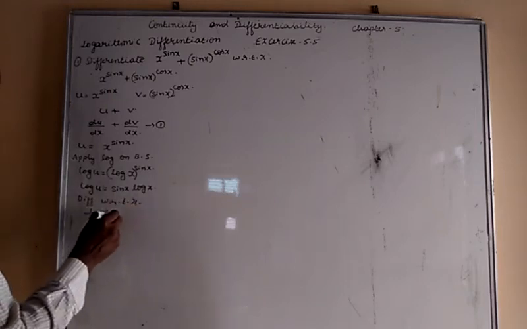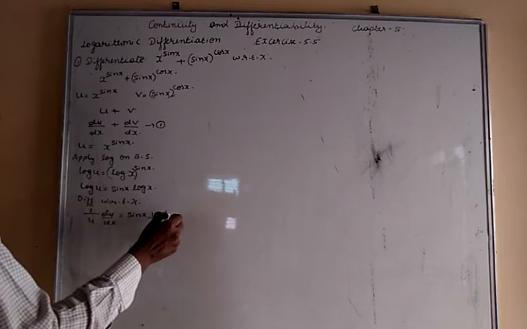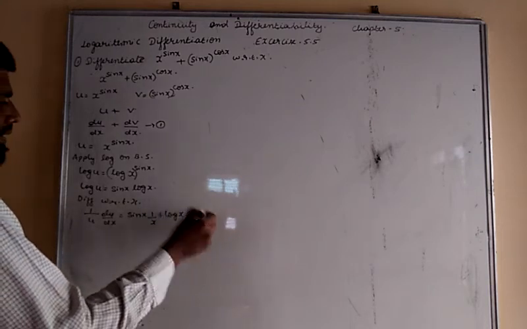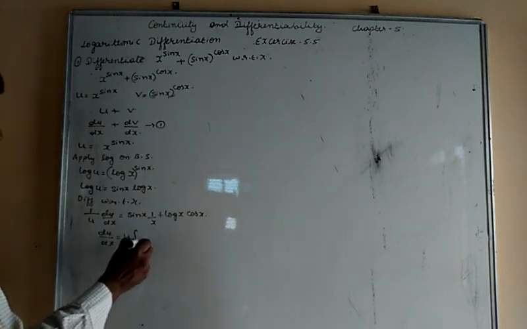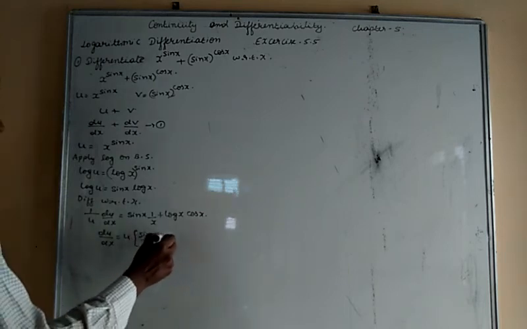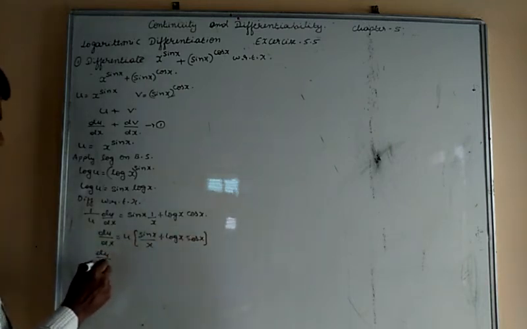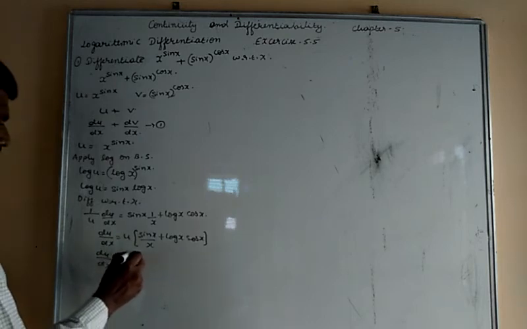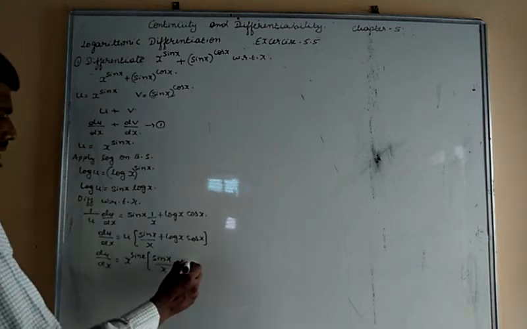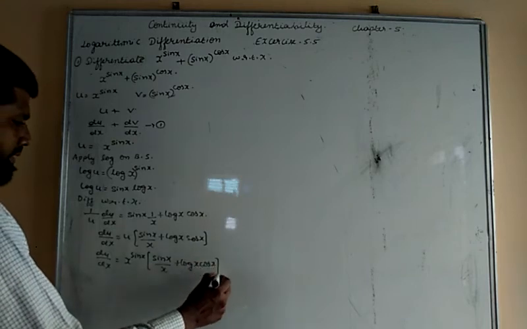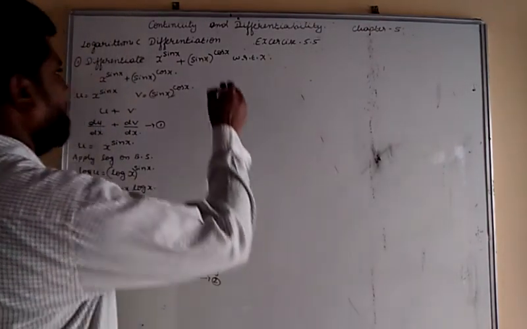1 by u du by dx is equal to first function into differentiation of second function plus second function into differentiation of first function. Sin x differentiation is cos x. Then du by dx is equal to u into sin x by x plus log x into cos x. Then du by dx is equal to, u value is x to the power of sin x into sin x by x plus log x into cos x. So this is 2.